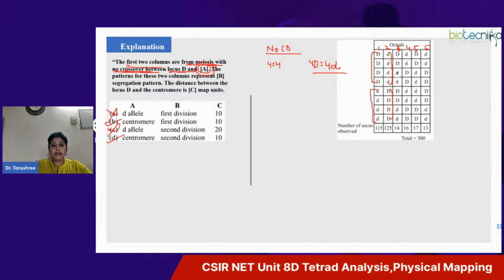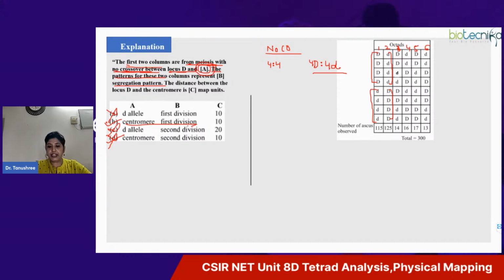Then the second point is that the patterns for these two columns represent what kind of segregation pattern? I already told you. It's first division segregation pattern, meiosis 1, right? So this confirms your answer. Answer is option B. Easy, right? Yes, Sunshine, Rahul, absolutely right. 4:4. No, Sunshine, D is not the answer, because according to the second part of the question, it should be B, right?